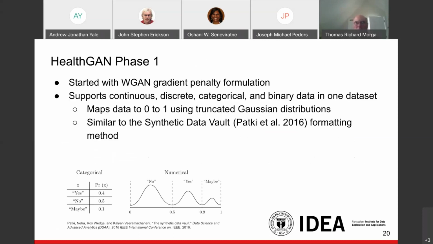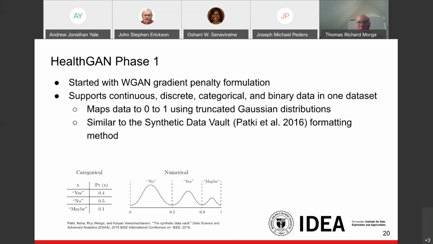Another issue, as alluded to before, is that we need the data to be predictable. The original GAN formulation was for images, so it was very predictable what the values would be. And in the medGAN formulation, at least in binary, it was 0 or 1, which was also predictable. So if we wanted to work with continuous, discrete, categorical, and binary data, we needed to change that into a predictable format.